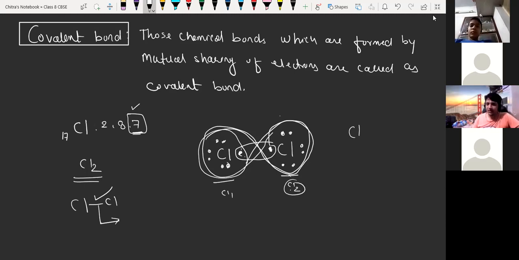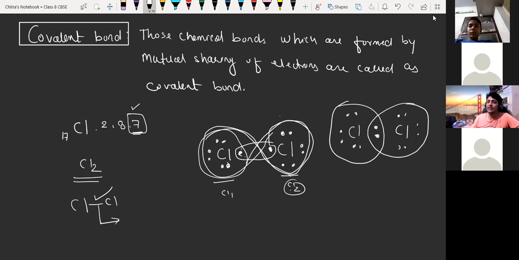Now we have 1, 2. These 2 electrons are common, and the other electrons are not shared. Here we have 1, 2, 3, 4, 5, 6, and here we have 1, 2, 3, 4, 5 and 6. So these 2 electrons are common for both the chlorines. We can represent this bond like this, or we can write it as chlorine bond chlorine. These two electrons are the shared pair of electrons.